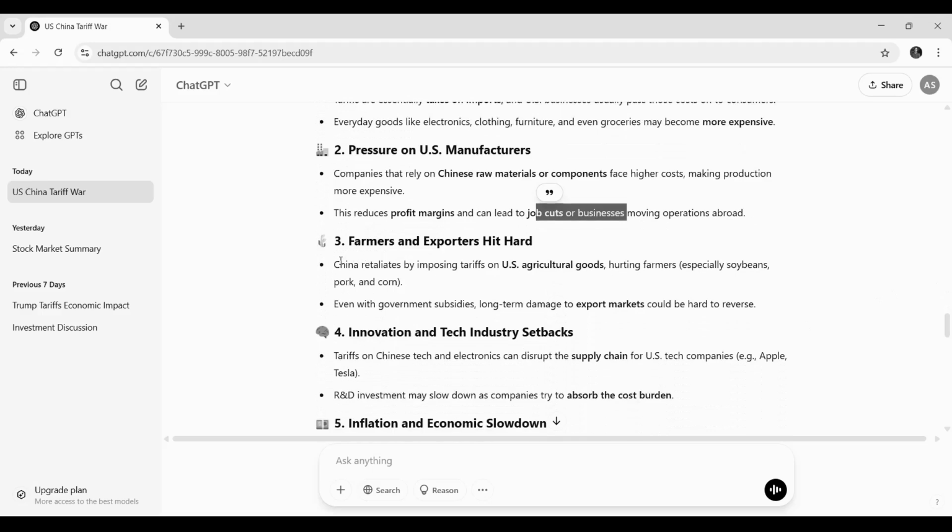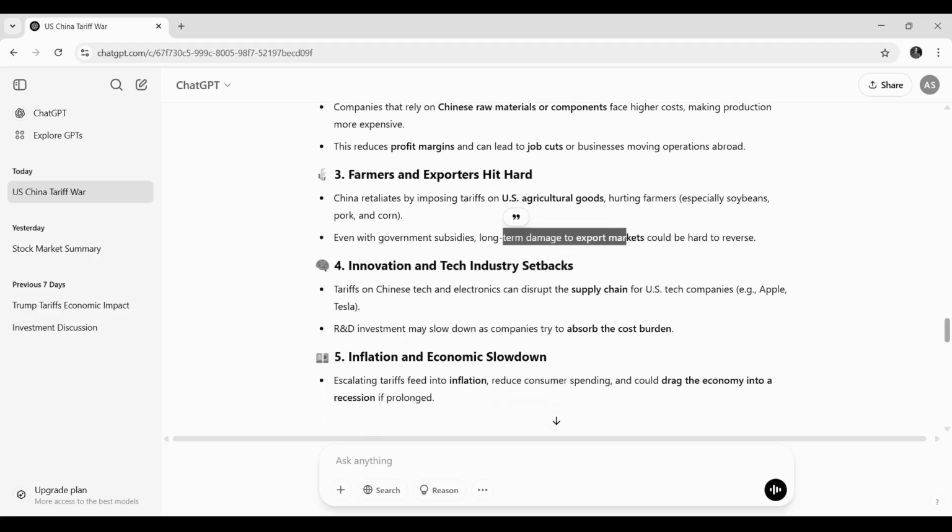Farmers and exporters are hit hard. China retaliates by imposing tariffs on US agricultural goods, hurting farmers, especially soya beans, pork, and corn. Even with government subsidies, long-term damage to export markets could be hard to reverse.